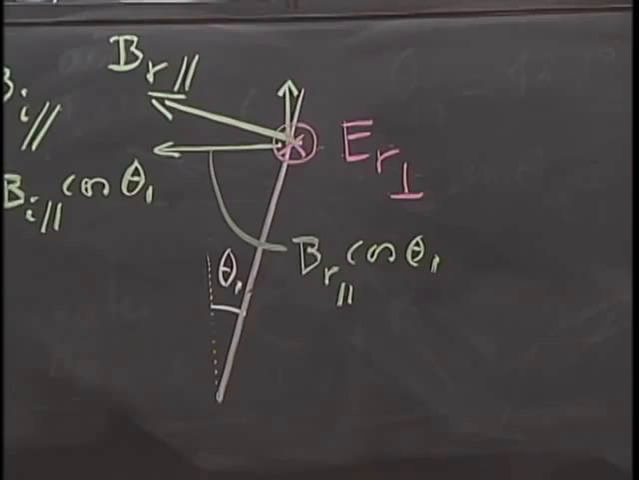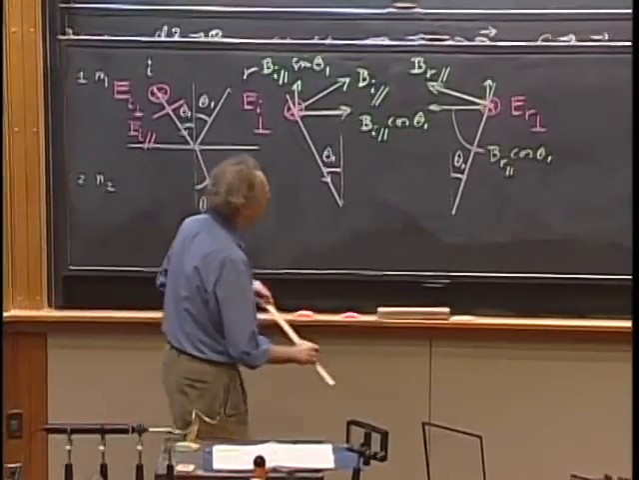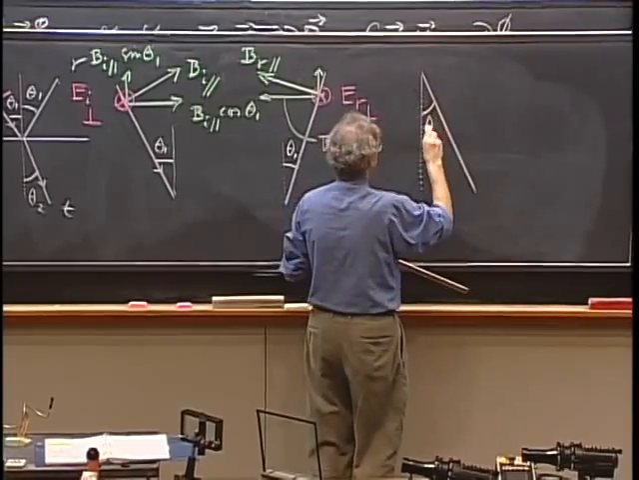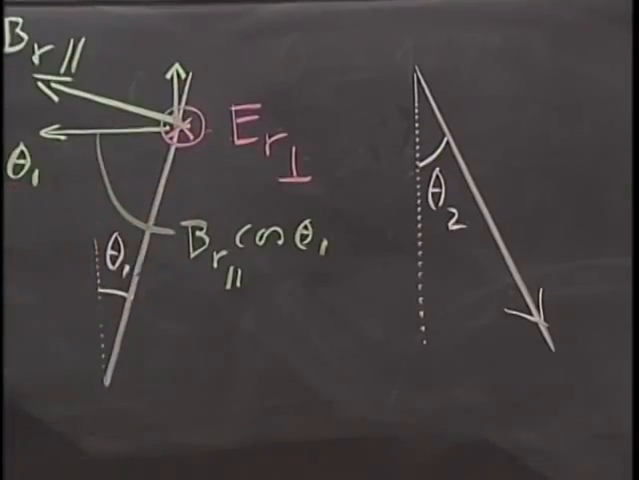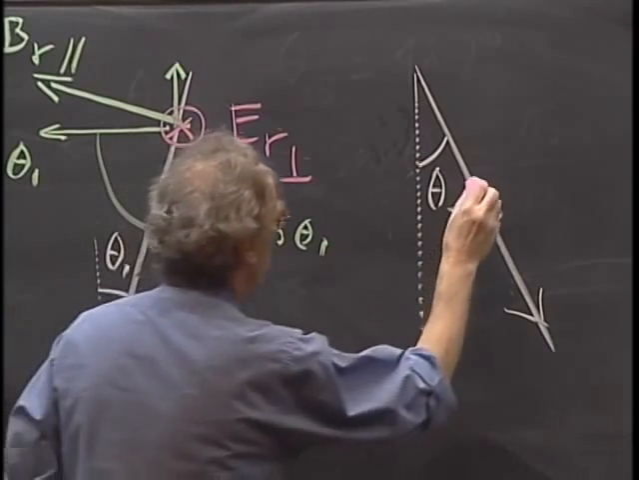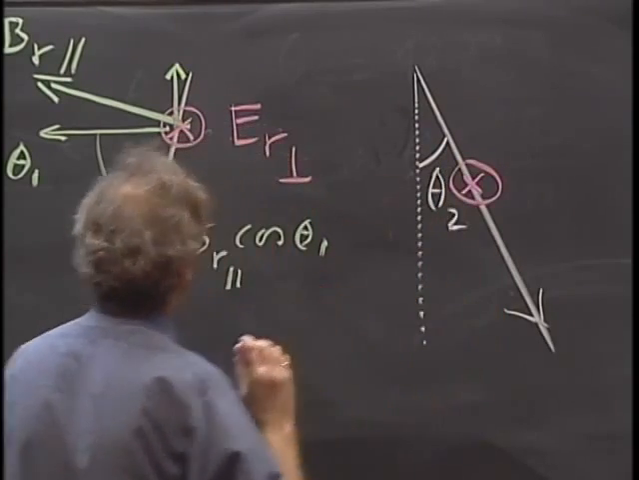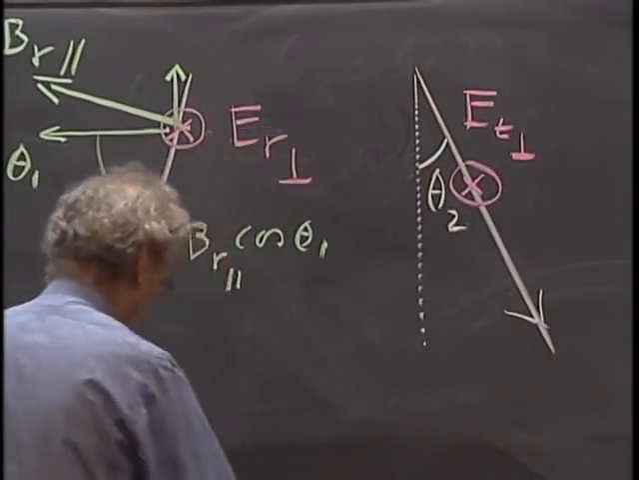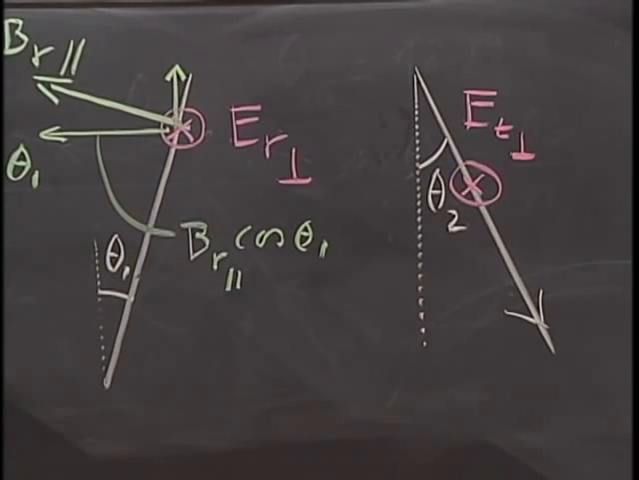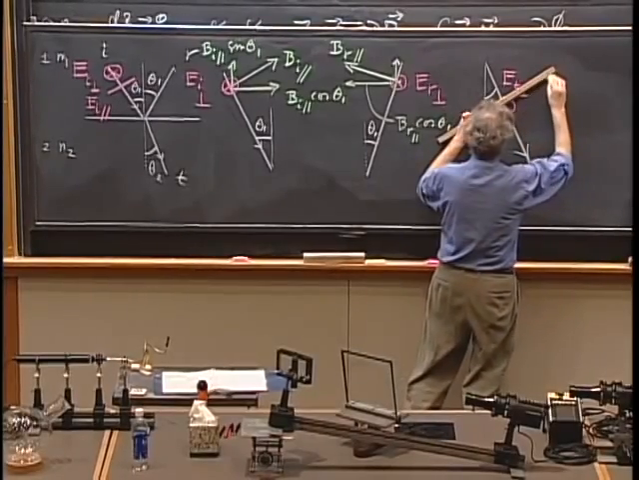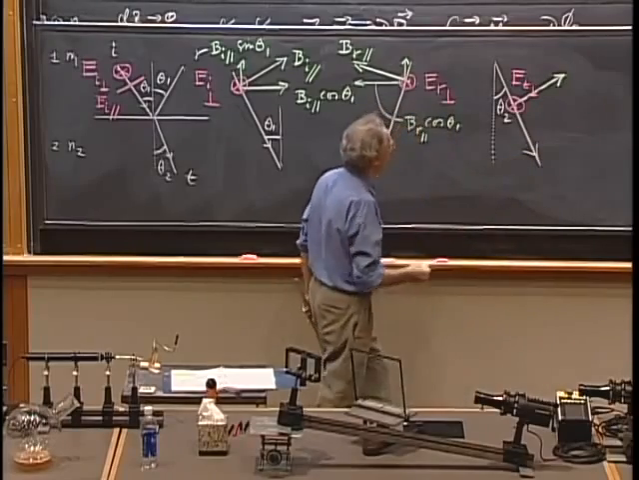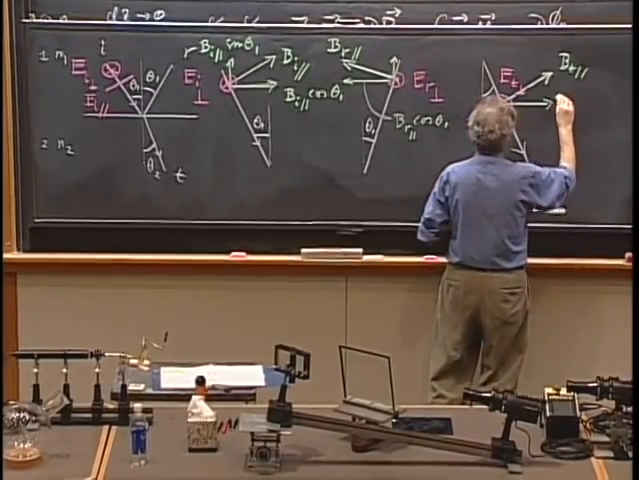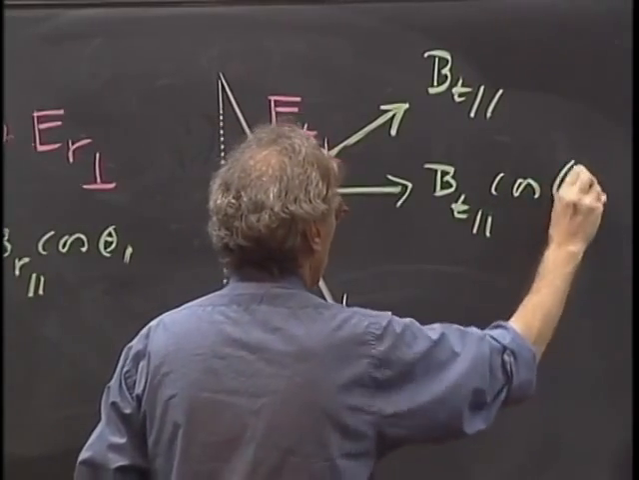Now we have to go into medium 2. So there's one more to come. There it is. And this angle now is theta 2. And the light goes like this, electromagnetic radiation. I'm only dealing with E perpendicular, because you are going to do the rest. So this is the E perpendicular component of the transmitted wave, E transmitted perpendicular. It is married to a B vector, and that B vector must be in this direction to make sure that E cross B is in the direction of propagation. So this is B transmitted parallel, and the horizontal component is then B transmitted parallel times the cosine of theta 2.